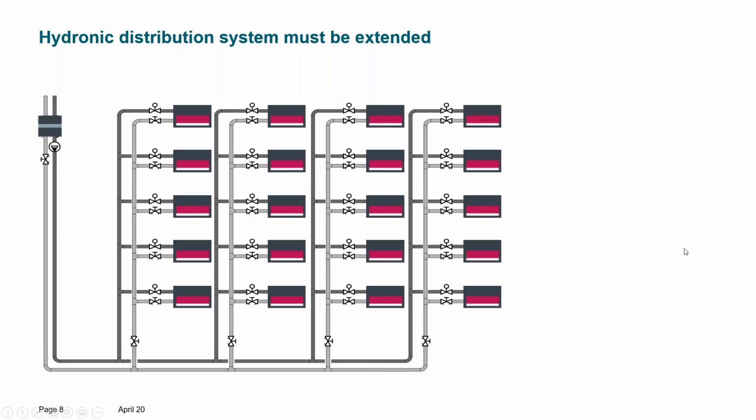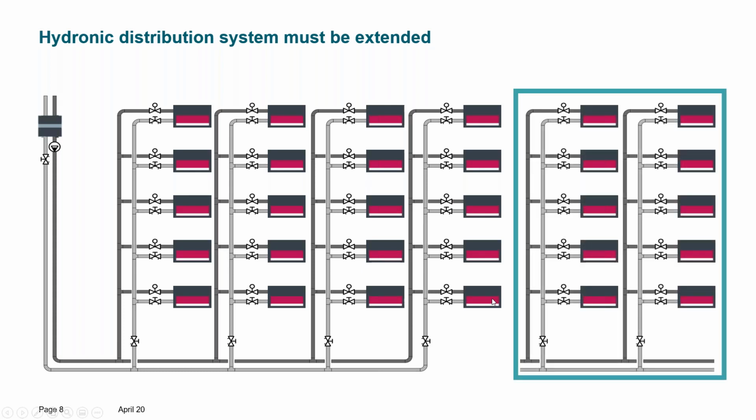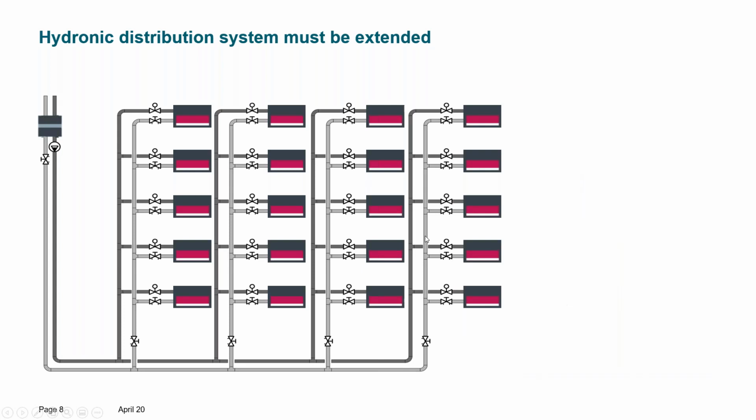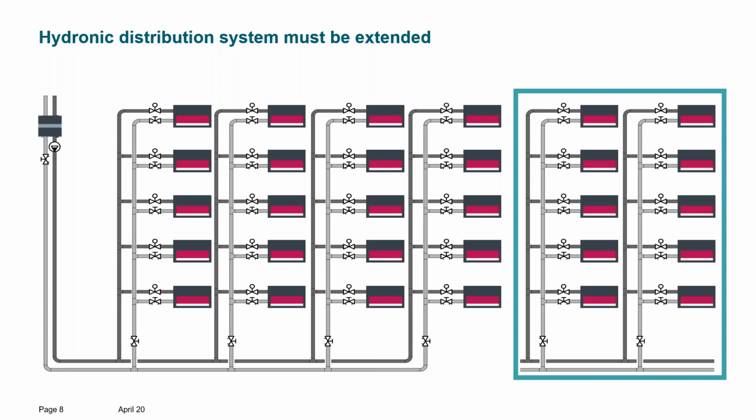So let's take, for example, the case of a renovation of a building, which requires an extension of the hydronic system, of the hydronic network. But it could also have been a reduction or just a change of terminal units.